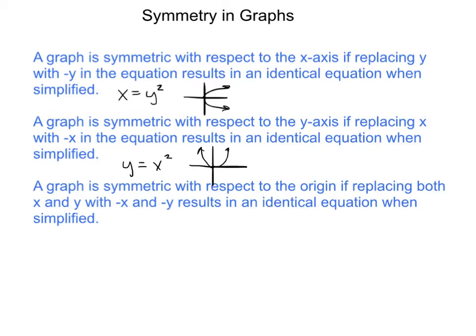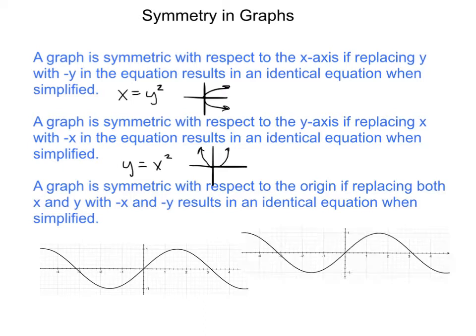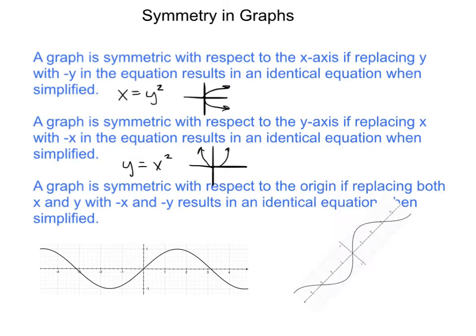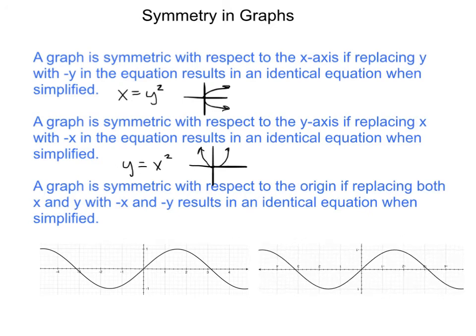The one that people are generally not as comfortable with is origin symmetry. I've got an example of something here that has origin symmetry. The idea is if something has origin symmetry, it means if you take it and rotate it 180 degrees around the origin, you end up with the exact same graph, and I can actually show that to you. If I take this graph and rotate it 180 degrees around the origin, you'll notice, don't mind the fact that the numbers are upside down, that the graph I end up with is exactly the same as the graph I started with. That's what it means when a function has origin symmetry.